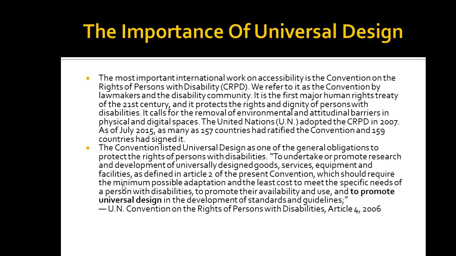The convention listed universal design as one of the general obligations to protect the rights of persons with disabilities: to undertake or promote research and development of universally designed goods, services, equipment and facilities, as defined in Article 2 of the present convention, which should require the minimum possible adaptation and the least cost to meet the specific needs of a person with disabilities, to promote their availability and use, and to promote universal design in the development of standards and guidelines.